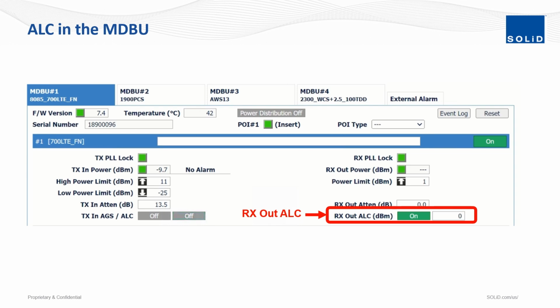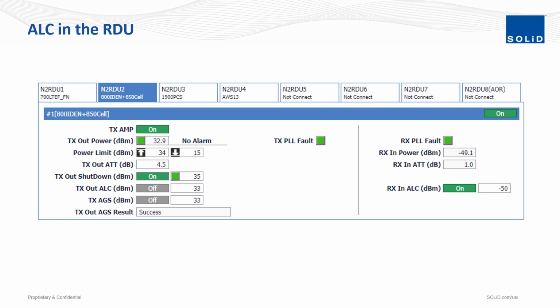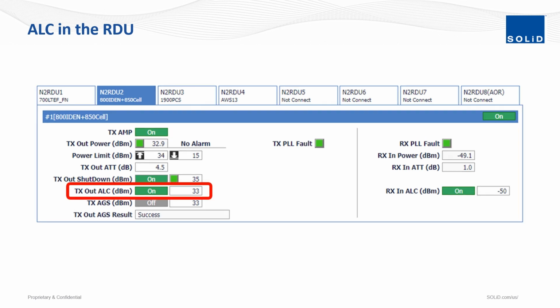Now that we've discussed the ALC in the MDBU, let's move on to the RDU ALC functions. What you see on your screen now is the RDU control tab of an Alliance DAS utilizing the DAS management system. Starting with TX-out ALC. This will adjust the gain of the downlink amplifier to limit the signal level output from the remote to the antenna port to the level set in the window to the right of the button in dBm.